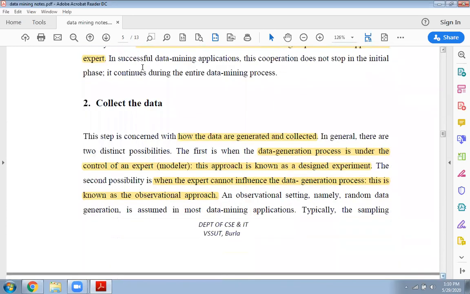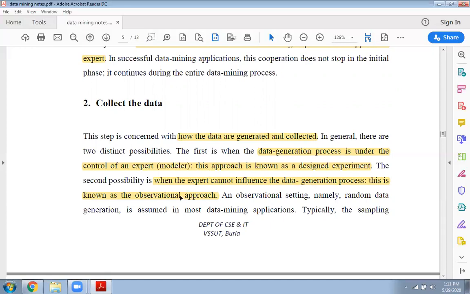It starts collecting the data. And it is important how the data is generated and collected. Data may be presented in two forms. One may be under the control of an expert, which is a designed experiment. For example, Big Bazaar data. An expert will always have his data. Whatever data is being created all over India, you will get the data automatically, and he knows what kind of data is coming. And second is, the expert cannot influence the data generation process. This is known as the observational approach.